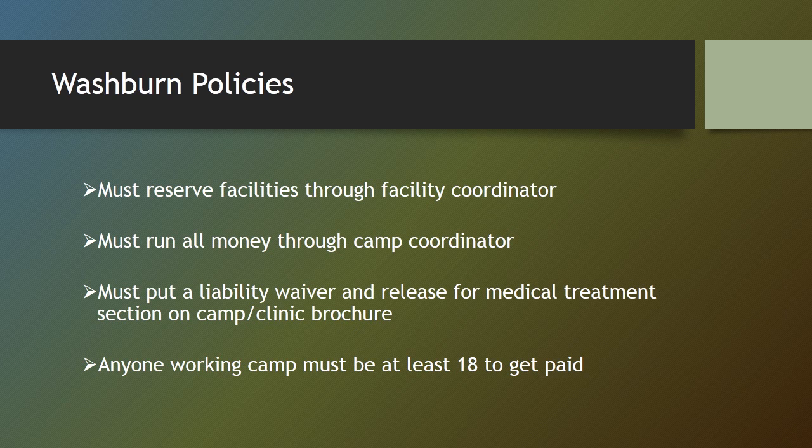Another requirement is that you must put a liability waiver and release for medical treatment section on your camp or clinic brochure. You can obtain this information from the compliance coordinator. Finally, we can only pay workers who are at least 18 years of age. As we talk about who can work camps, keep this Washburn rule in mind.